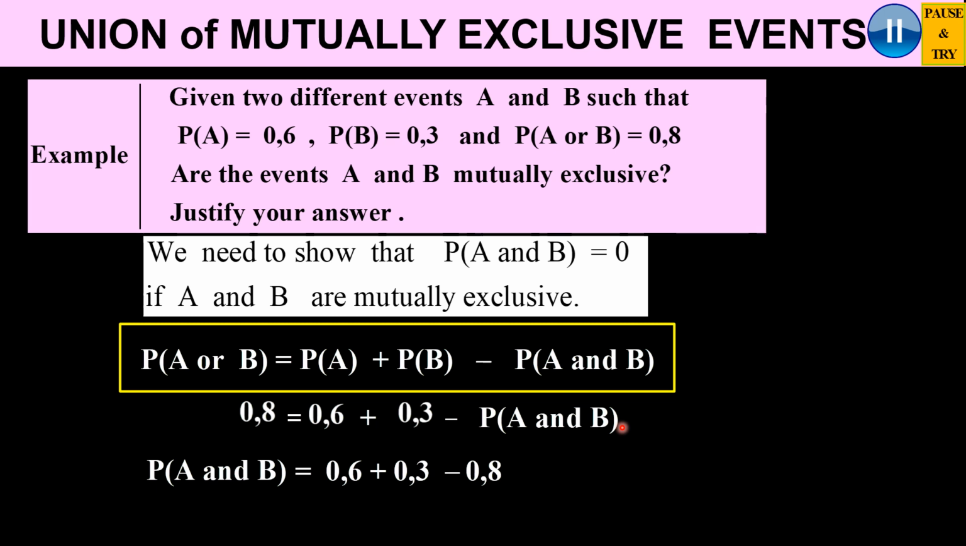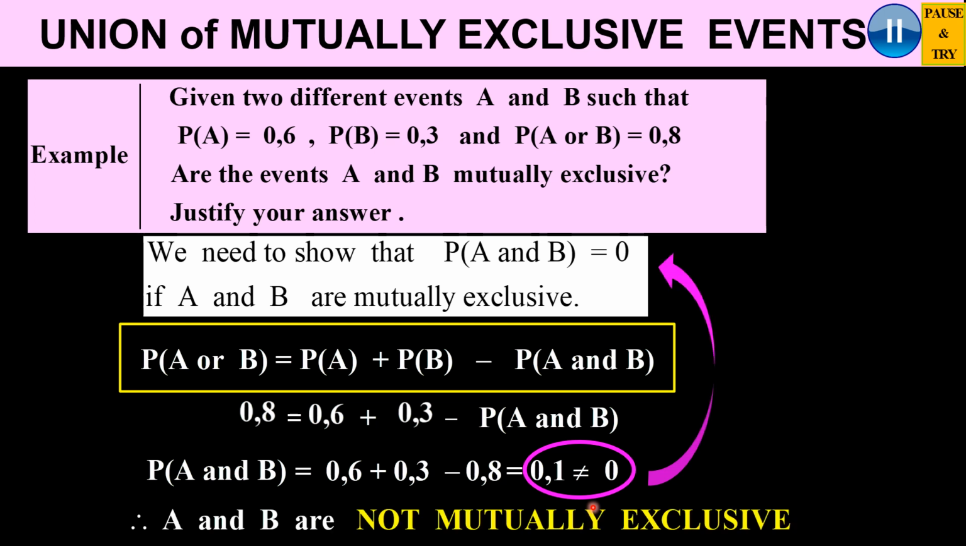That gives me 0,1, and we know 0,1 is definitely not 0. So therefore we can deduce that 0,1 is not a 0, so the probability of A and B is not 0. And because of that, we did not get the 0. We can then deduce that A and B are not mutually exclusive events.